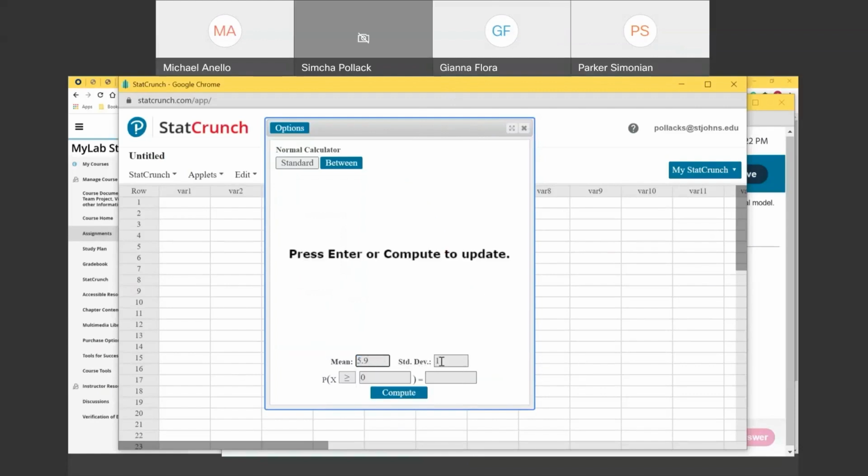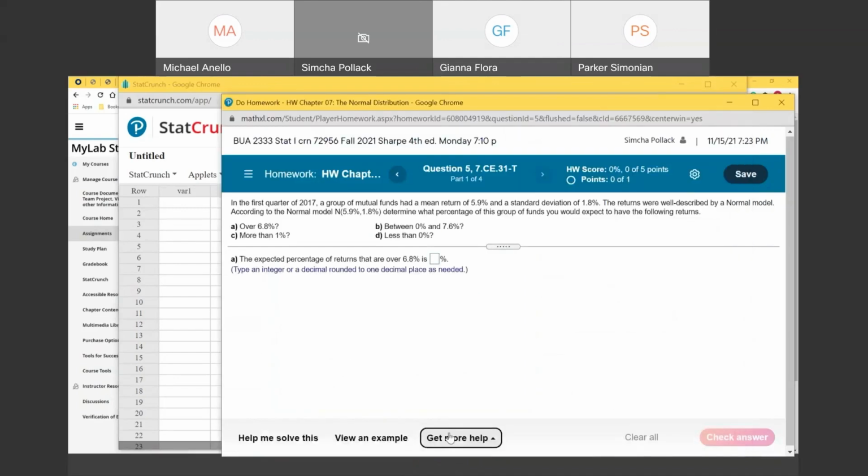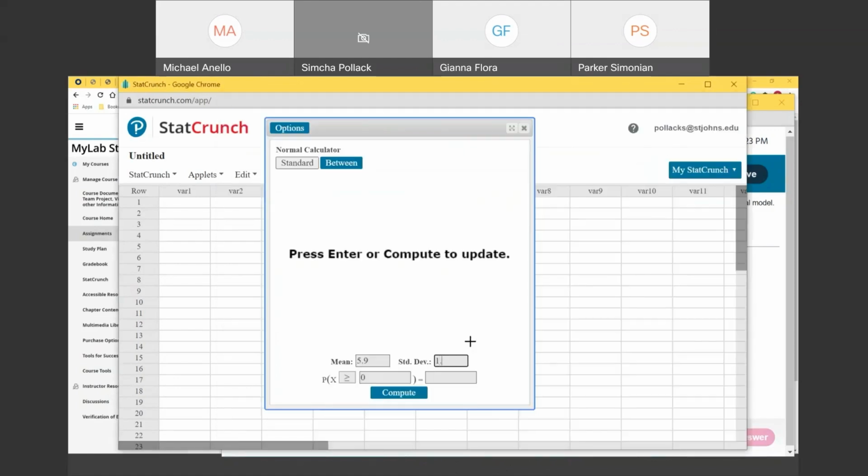Then you have to be told the standard deviation. What's the actual standard deviation? Do you remember the example? It was 1.7, and the mean was, not yours, his. He's doing an example on his. I don't remember your numbers, let me find the problem. Here's the problem: 5.9 and 1.8 is the standard deviation, and we went over 6.8. So 1.8 goes here. It'll be greater than. We want it to be higher than 6.8.